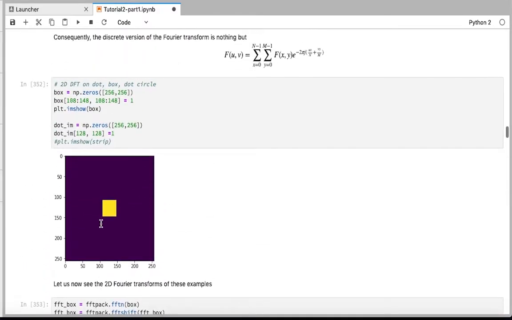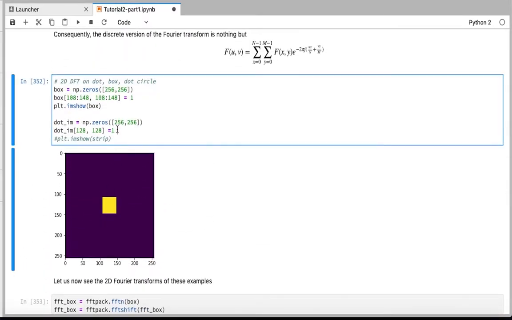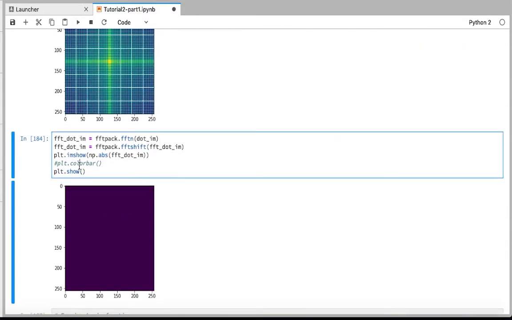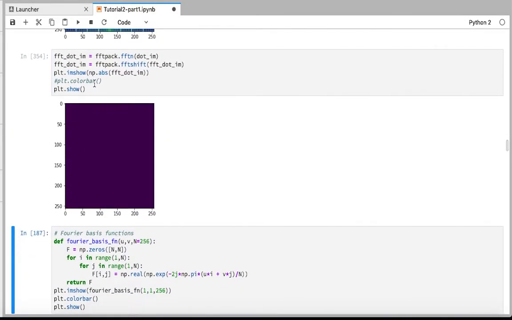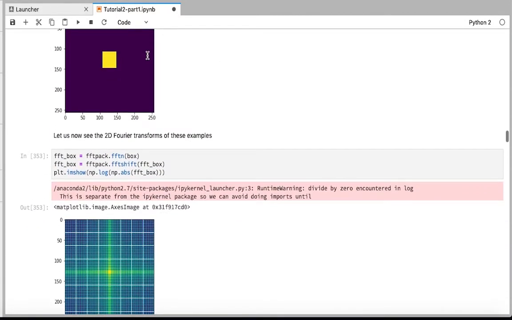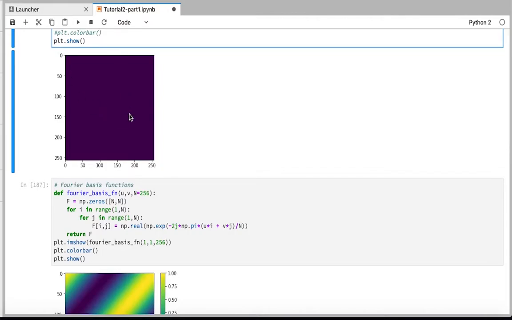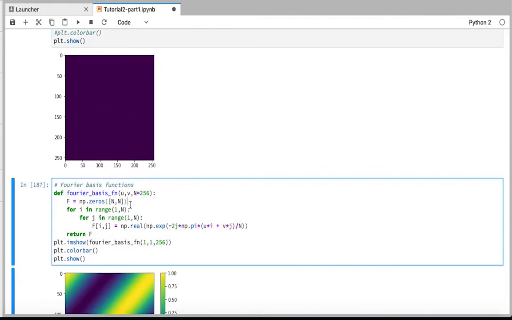So let's say we have a dot. You have an image with a single dot in the middle. What do you expect the Fourier transform to be? Yeah, exactly. When you take a dot image and take its Fourier transform, you get a constant function. It's important to know this, because we will revisit it when we talk about sampling and periodization.